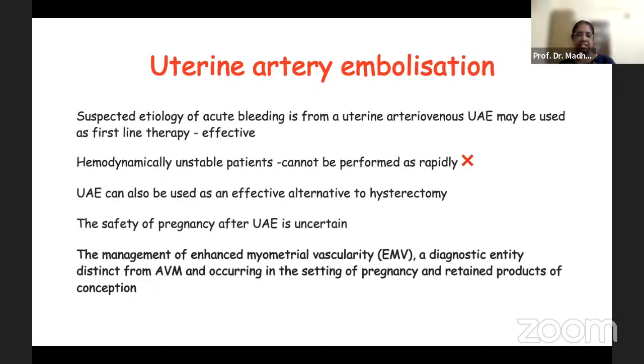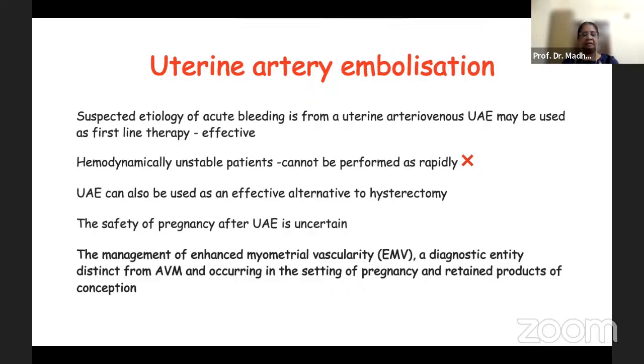Uterine artery embolization is the first line of treatment for any AV malformation. Nowadays, because of scanning, we are able to diagnose AV malformations very quickly. So we are referring to higher centers who are able to do this, and people are getting very good results. But the drawback is, if the patient is unstable, we cannot do this because it has to be done in a higher center and it needs some time to arrange everything. It can also be used as an effective alternative to hysterectomy. But the safety of pregnancy after this is uncertain. Patients have to be counseled about this before doing it.